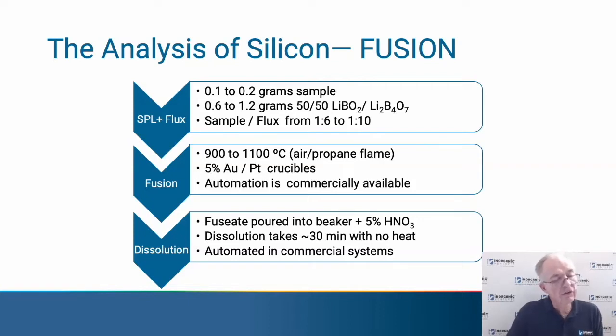This was automated. You would weigh your sample into platinum crucibles that contain 5% gold platinum alloy, and it was an automated method. So you set the thing, it goes, it fuses. It takes a fusate, pours that fusate into a beaker containing 5% nitric. A dissolution takes place, and you come back in, let's say, an hour, and everything's ready to go.